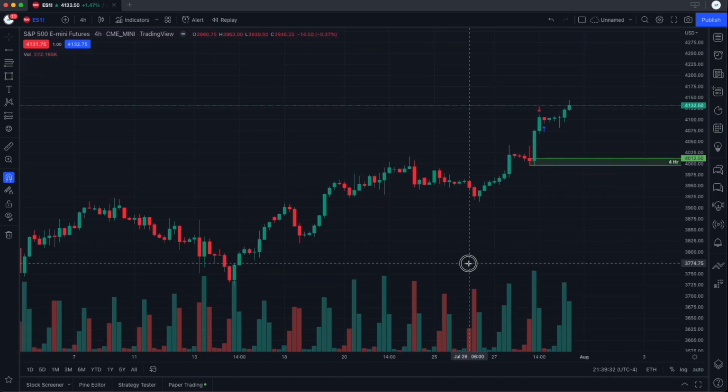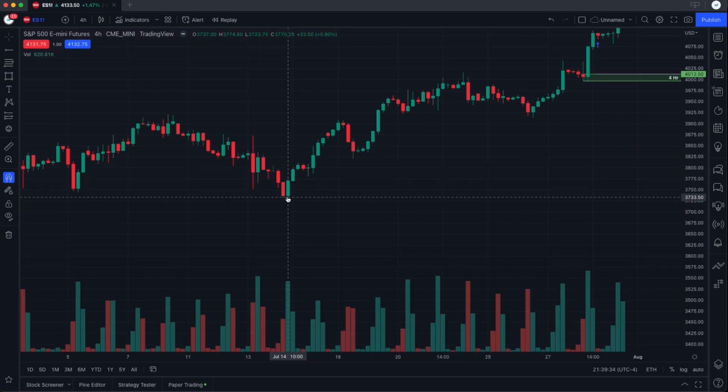So let's move the axis on here. I see this, I wouldn't consider it basing because it is pretty much a full body candle. So I will see if on a lower time frame there is anything. So I'm going through this, seeing if there are any others.